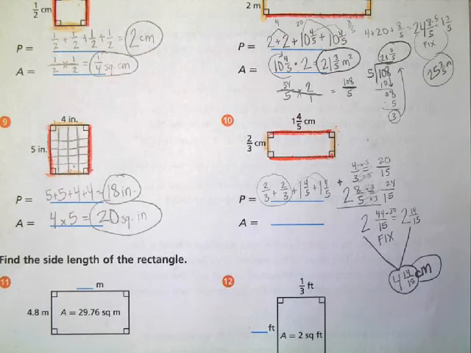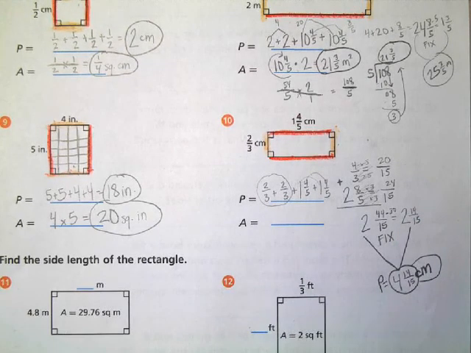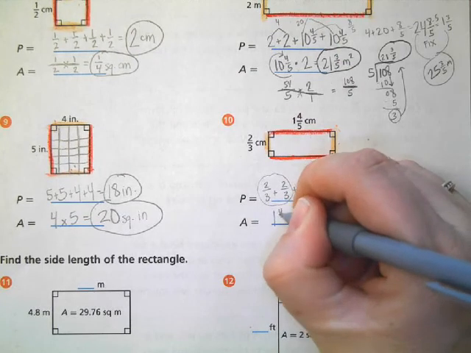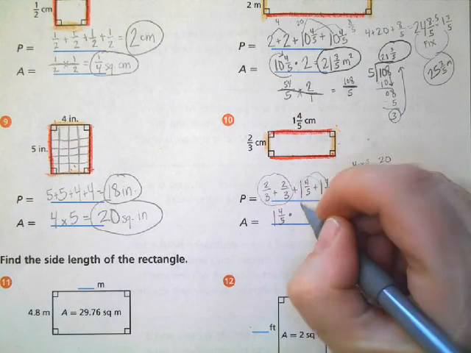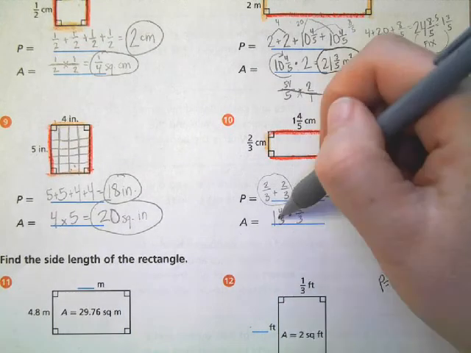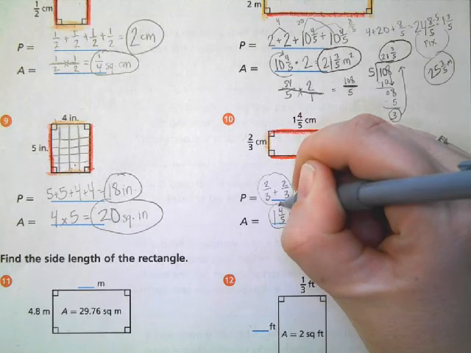What's the measurement? Centimeters. That is the perimeter. Okay, the area, length times width. The length is 1 4/5 times 2/3.